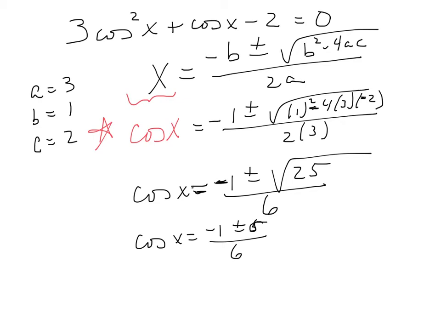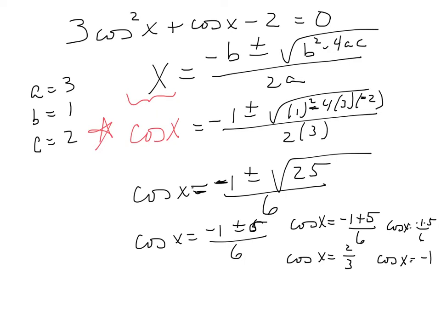Okay, so that is a 5. Now I'm going to separate my roots. The first ratio is negative 1 plus 5 over 6, which gives me a cosine ratio of 4/6, which is your 2/3. The other one is cos of x is negative 1 minus 5 over 6, and negative 1 minus 5 is negative 6 over 6, which is negative 1. So there's your 2 ratios.